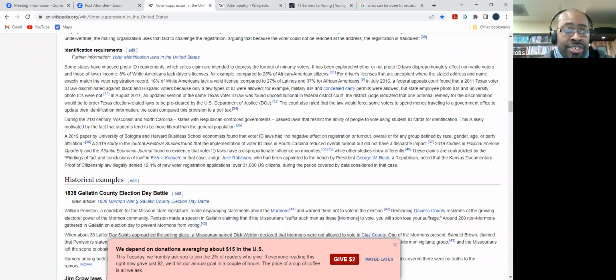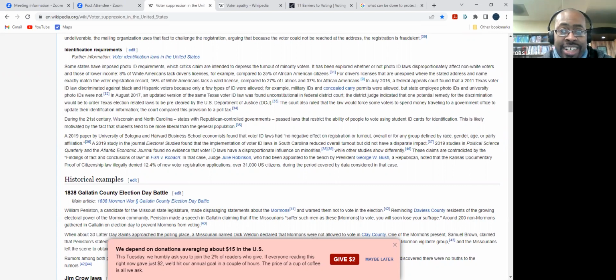During the 21st century, Republican-controlled state governments of Wisconsin and North Carolina passed laws that restrict the ability of people to vote using student ID cards for identification. This is likely motivated by the fact that students tend to be more liberal than the general population.